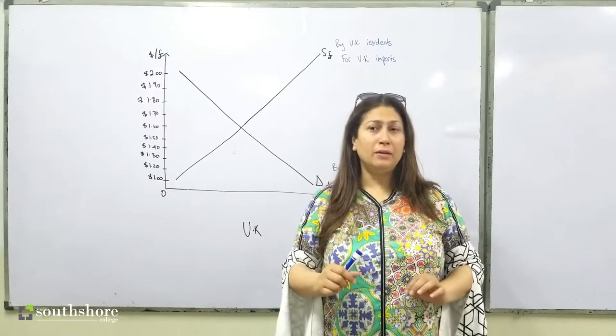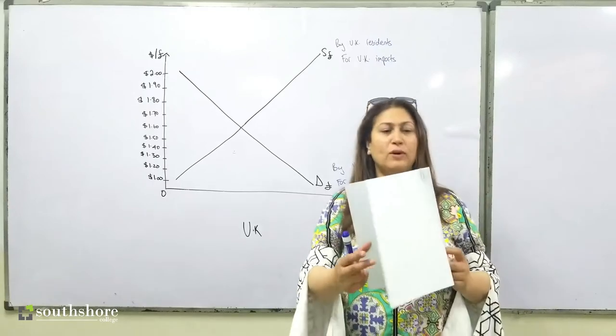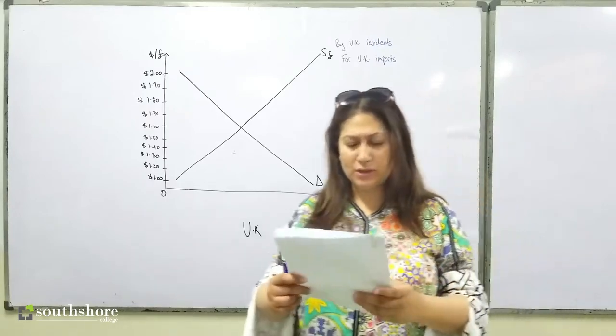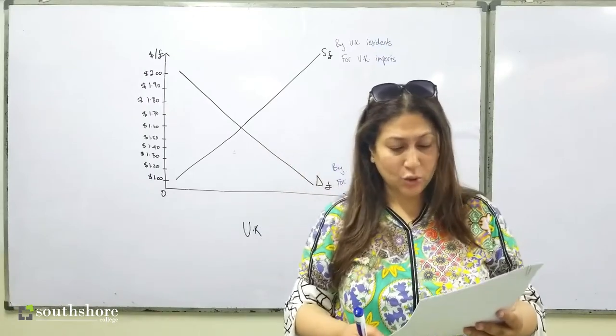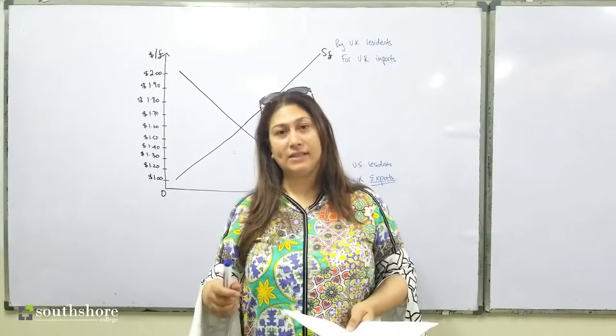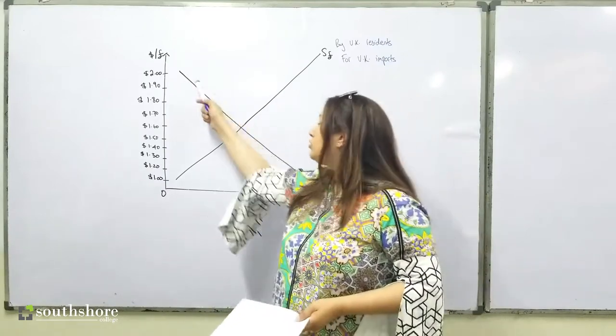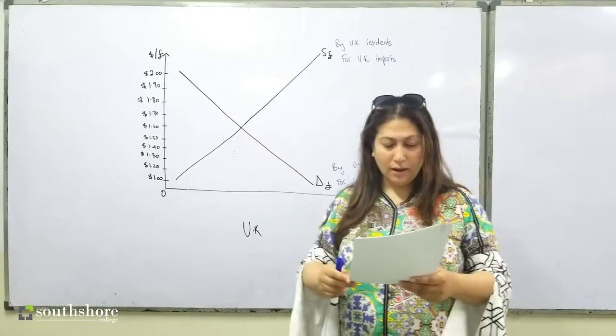Alright? Just a small note over here, in case this shows up in MCQs, the demand for pounds will be downward sloping, as at lower exchange rates, goods and services from the UK will seem cheaper to US residents. We need to explain the downward sloping nature of this curve. Why does the demand for pounds slope downwards?